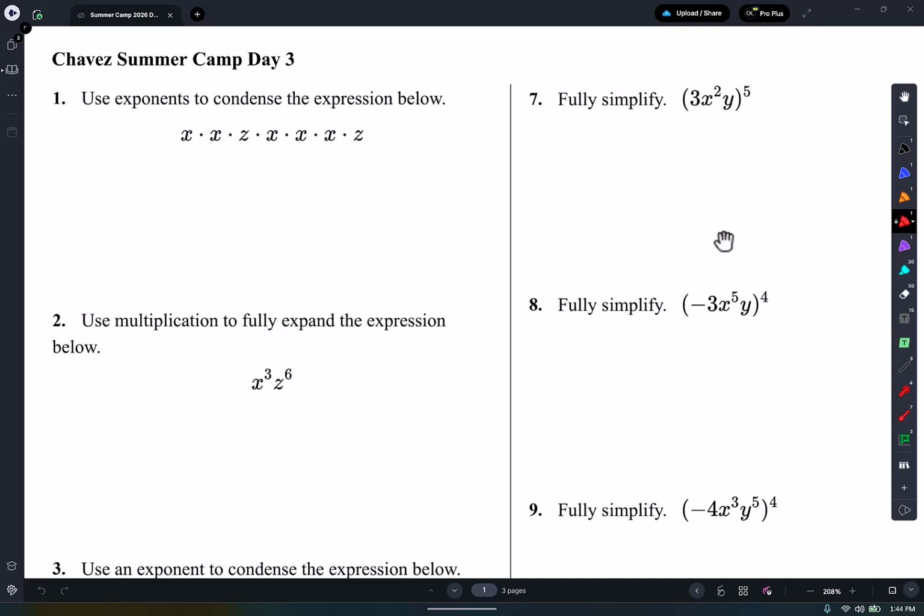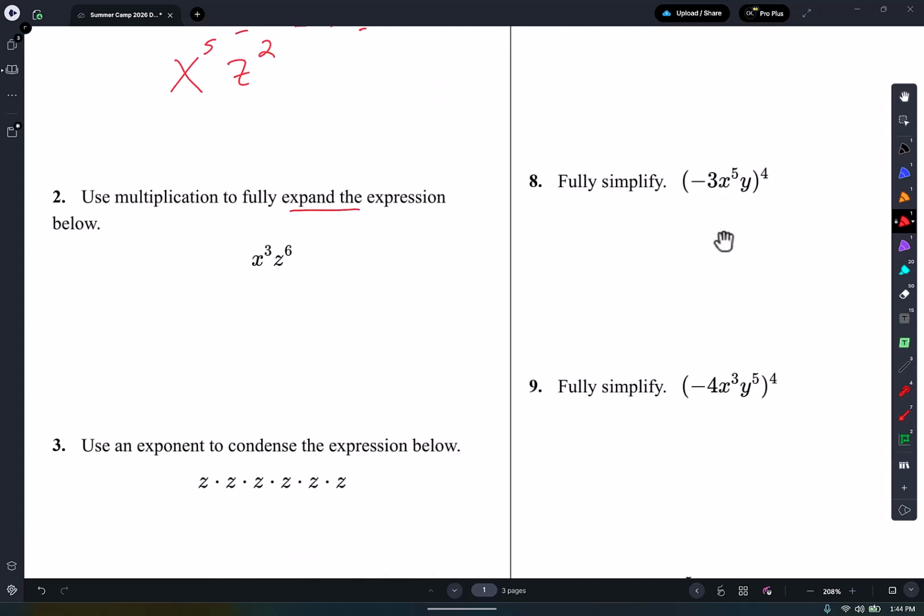Use the exponents to condense the expression below. So condense means we're going to reduce this, right? This is a product. How many x's do you count? So there's going to be x to the what? Yeah, x to the fifth. How many z's do you see? So we're going to say z squared. Z to the 2. Cool or not cool? Yeah, that's it.